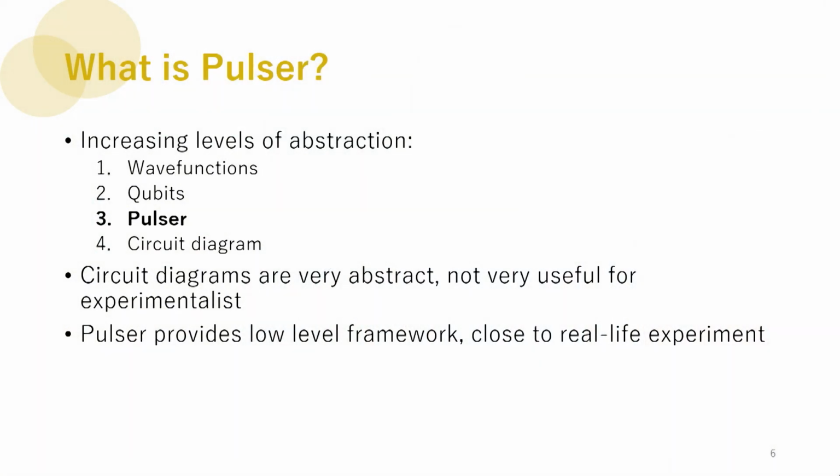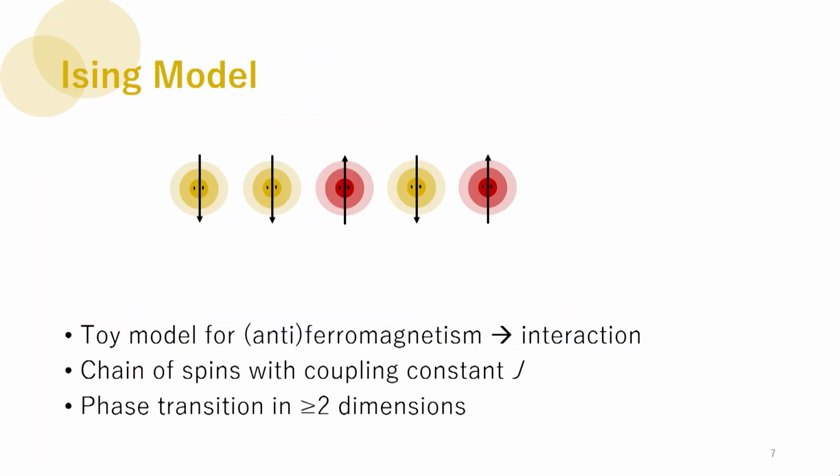And circuit diagrams are abstract and therefore not very useful for experimentalists that have to be in the lab, or for the quantum computer that really has to execute these operations in real life. And one of the models that we will try to understand with the help of Pulsar, or how Pulsar works, is the Ising model. So the Ising model is very familiar to some people in physics, and for some people who are not coming from a physics background, maybe not so much.